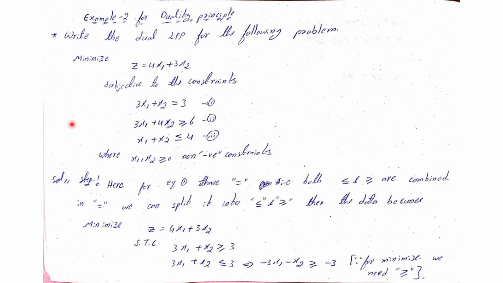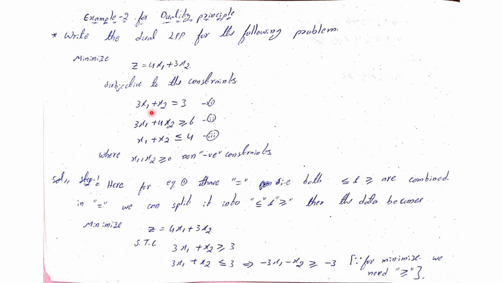Now let us discuss the second example for the duality principle. In the previous example, initially they gave the condition in canonical form, but here you can observe clearly this is the objective function Z equals 4x1 plus 3x2, subject to the constraints 3x1 plus x2 equals 3, 3x1 plus 4x2 greater than or equal to 6, x1 plus x2 less than or equal to 4. This is the minimization form, and x1, x2 are greater than or equal to 0 as they are non-negative constants.